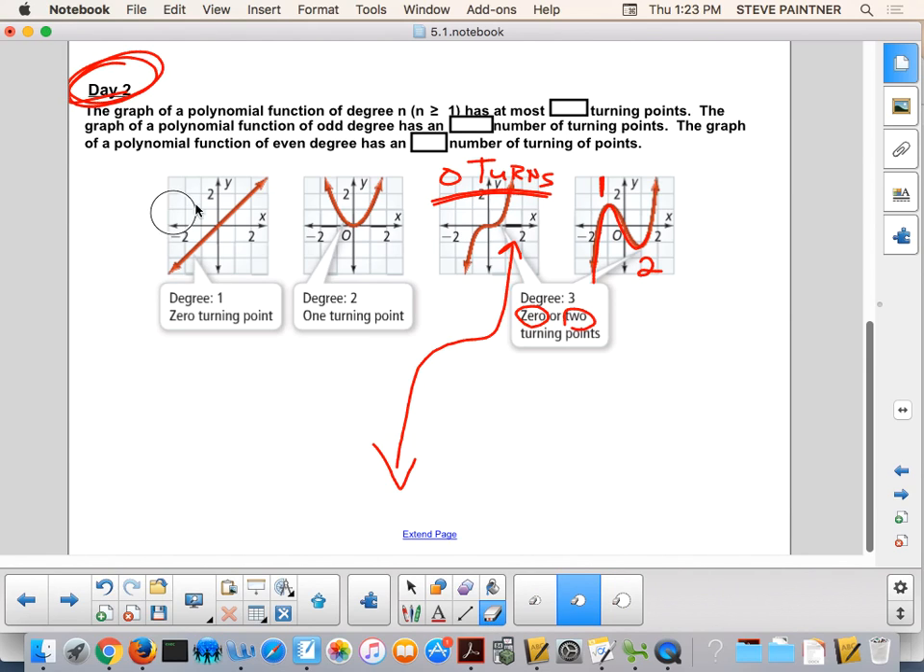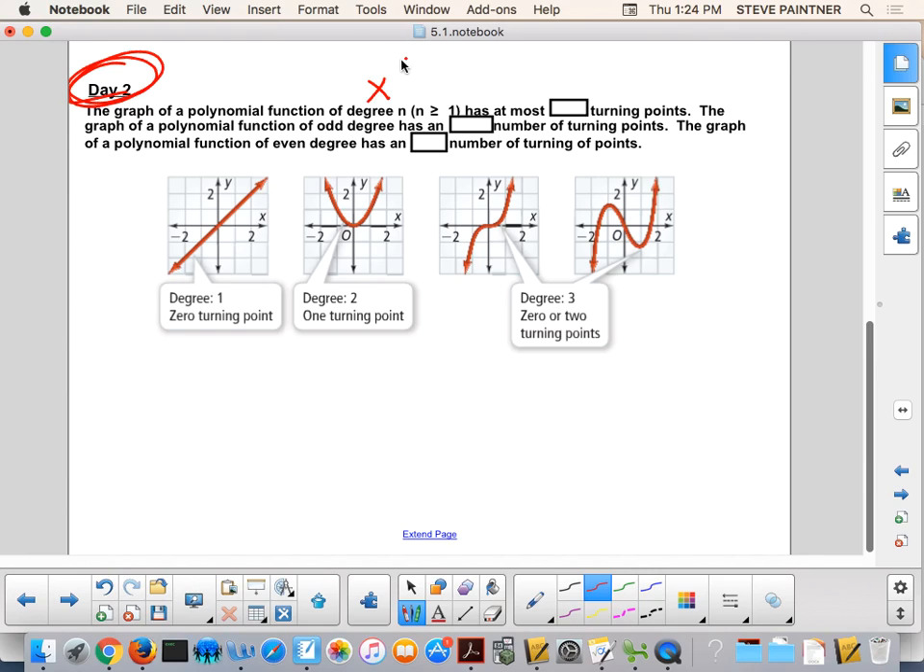Okay, now, take a look at what it says up here about terms. The graph of a polynomial function of degree n, where n has to be equal to 1 or greater than 1, has at most blank turning points. Okay, let me throw a number at you. Instead of saying degree n, let's say degree 5, because you guys like numbers better than letters, right? So if you have a degree 5 polynomial, it has at most blank turning points.